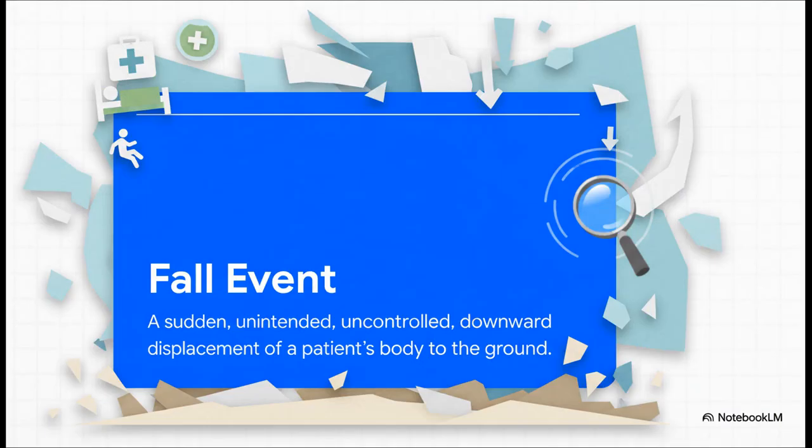Okay, so first things first, let's make sure we're all on the same page. What exactly do we mean by a fall event? The official definition is a sudden, unintended, uncontrolled, downward displacement of a patient's body to the ground. The big words to focus on there, unintended and uncontrolled. That's the key. This is the baseline we're all working from.